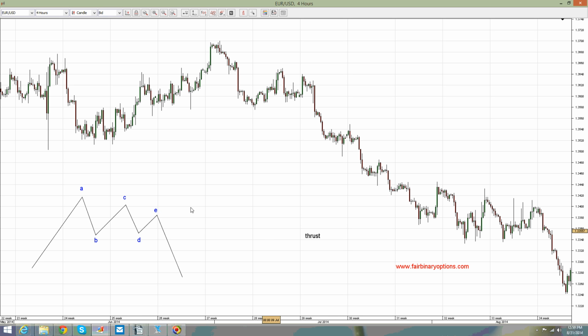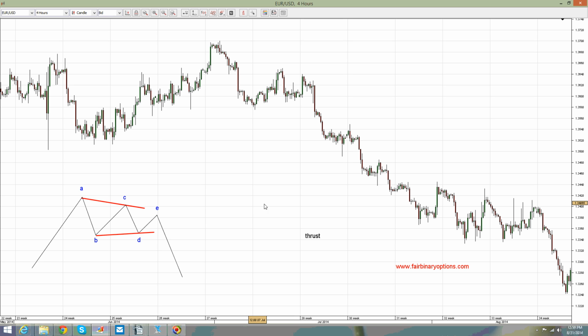A, B, C, D, E, and just like that, a contracting triangle travels within the A and C and B to D trend lines. So this would be the B to D trend line, and let's make it red. And this would be the A and C trend line, of course. Like this. So this is a contracting triangle. Now, what is the concept of a thrust of a contracting triangle?